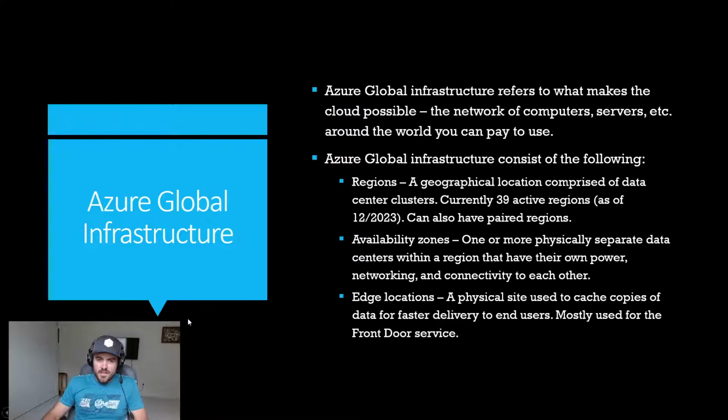Okay. And then finally, there's edge locations, which are physical sites used to cache copies of data for faster delivery to end users. They're usually located around crowded urban areas where there's a lot of people accessing the internet and stuff. It's mostly used for the front door service, which helps you with content delivery and things of that nature. But again, this isn't something you are going to need to know too much for this test, edge locations anyways, but you definitely want to be familiar with regions and availability zones.